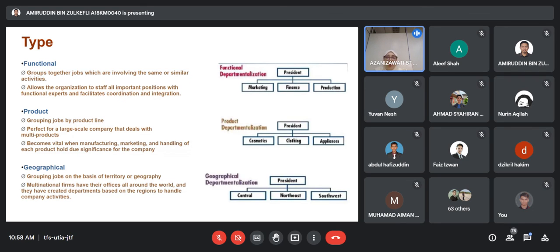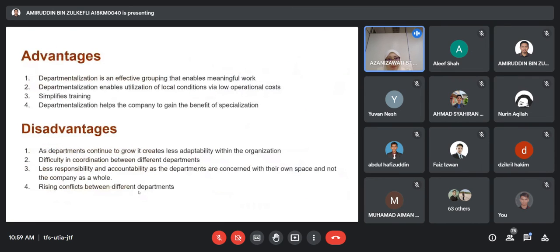Maknanya undergraduate program, postgraduate program. Okay, and we also have automotive, aeronautics, and naval architecture. So the departments in School of Mechanical are adopting departmentalization by product. Okay, alright. Next slide, Amiruddin, show yang customer tu tadi.